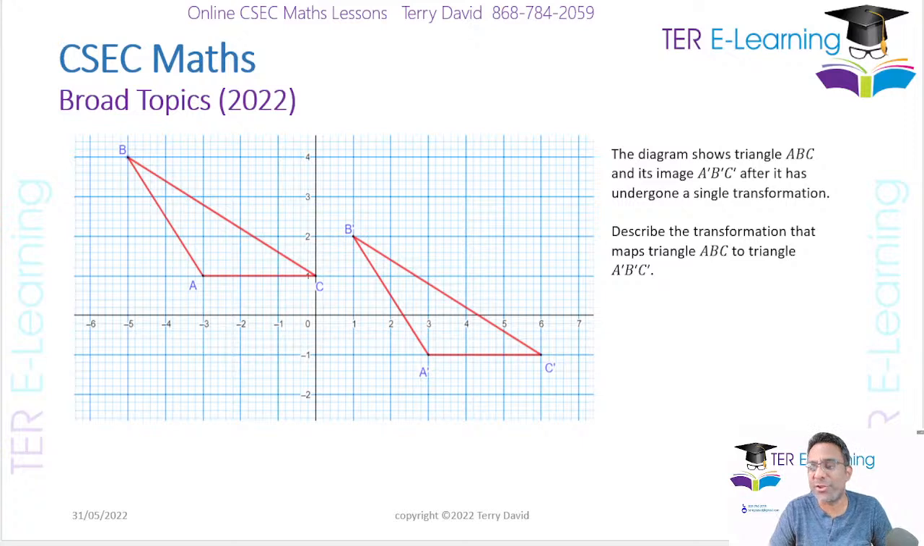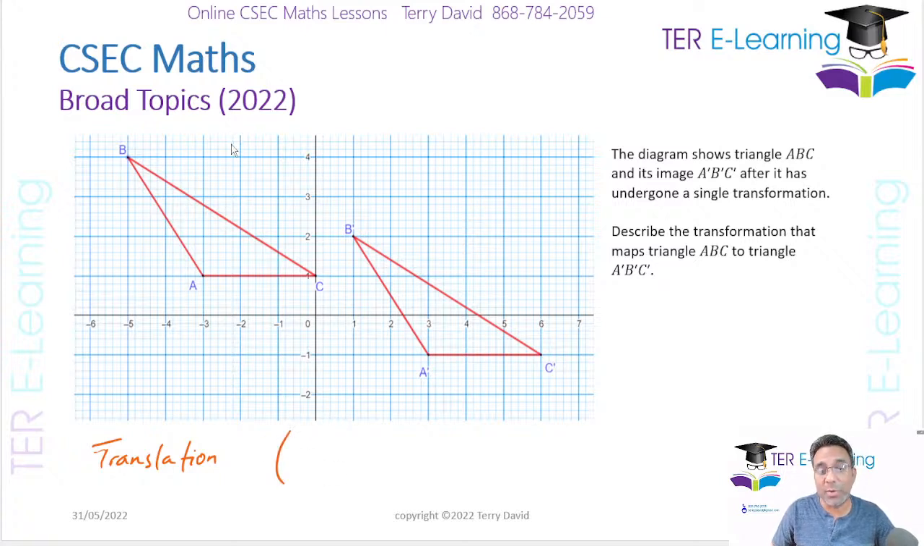Right, so people saying translation. I agree, it's looking like a translation. How do I know that? I know that because the orientation of the triangle has not changed. The size of the triangle has not changed, right? So therefore it has to be a translation. But you are missing one piece of information, right? I think one or two people said it. So if you had to describe this transformation, you're going to say it's a translation, right? And you need to give what the vector is.